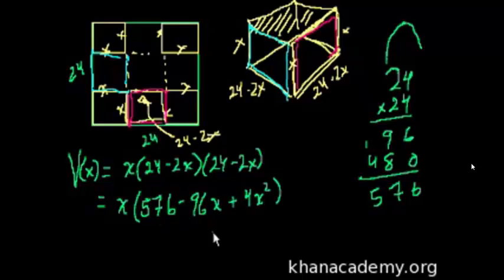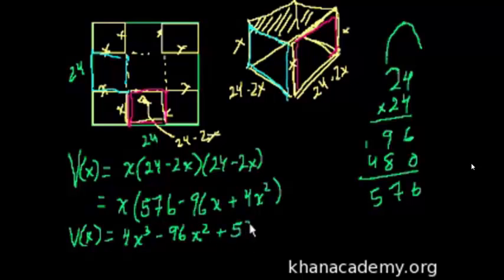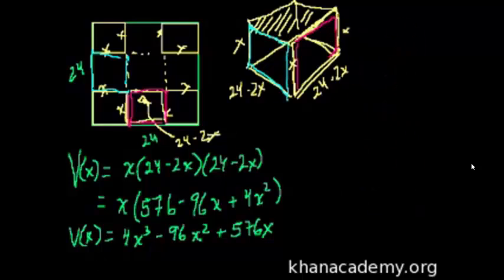4x squared. And now we can multiply the x's out, and we get the volume of the open box is, let me put the x term first, 4x to the third, I'm just multiplying this out, minus 96x squared plus 576x. Let me erase this. I should have been able to do that in my head. But anyway, I'm not too proud to show that I didn't know that. Let's see. So let me erase that. Let me erase that.